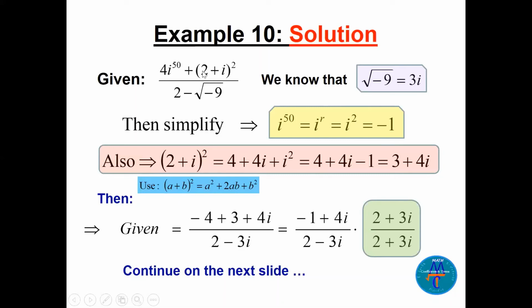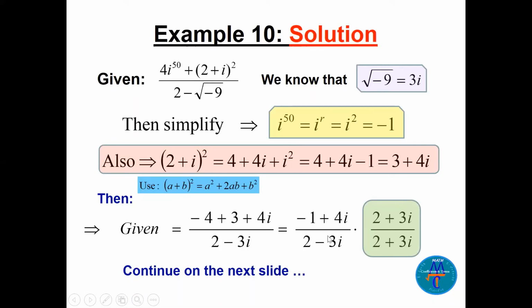See, you can take each part and simplify it. 4 plus 4i plus i squared, so it will be 3 plus 4i. Use this formula, the blue formula. Now put everything in the given. You get minus 1 plus 4i divided by 2 minus 3i.